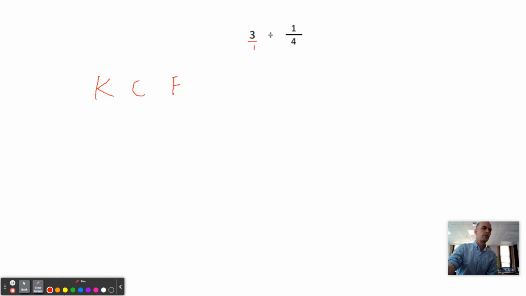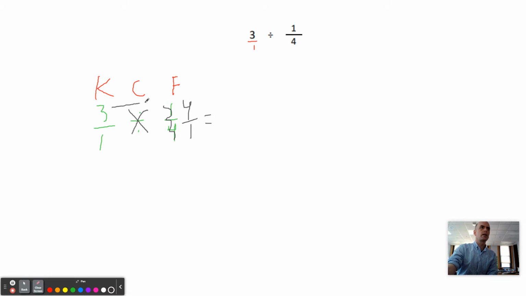Okay, so if we do that, 3 over 1, we are keeping. Division, no, we are changing that. So division changes to multiplication. And then 1 over 4, we are flipping. So we're going to flip that to 4 over 1, and we get rid of all this.